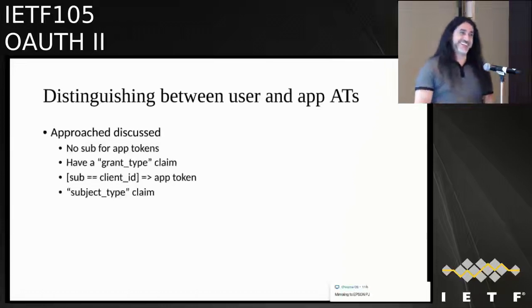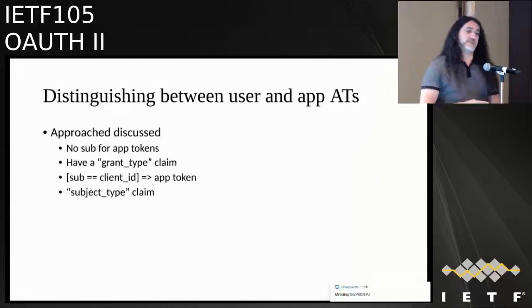That would be easy. I was wondering if you could quickly summarize what the use cases are that people are solving or trying to solve by differentiating between user and app ATs, or what are the circumstances where they need some specific mechanism to do that?